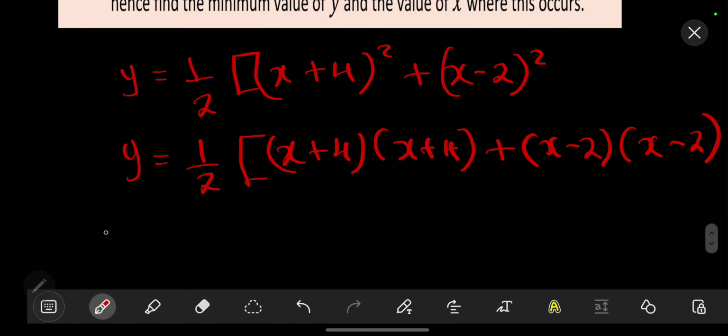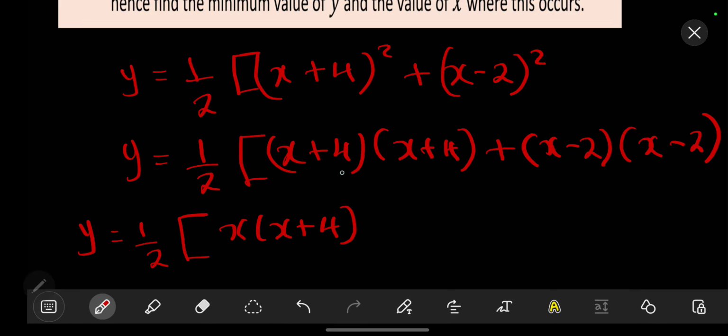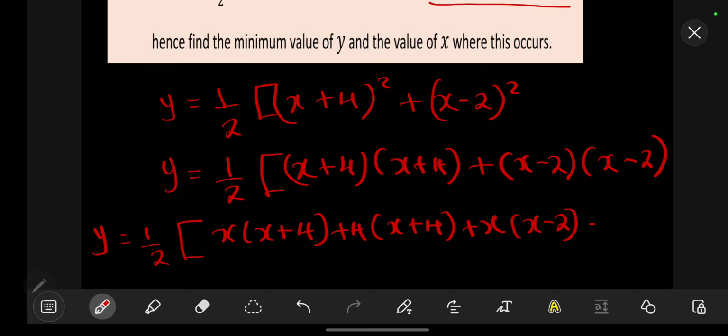So when we do that, we are going to end up with our y should be equal to 1 over our 2. Then we are going to have this x multiplies everything. So we are going to have our x value multiplies our x plus our 4, like that. Then this 4 multiplies everything here, so it will be plus 4. Then x plus our 4, like that. This x multiplies everything, so we have plus our x. Then we have our x minus 2. Then also we are going to have, then this negative 2 multiplies everything, it will be x minus 2, like that, though I've run out of space.